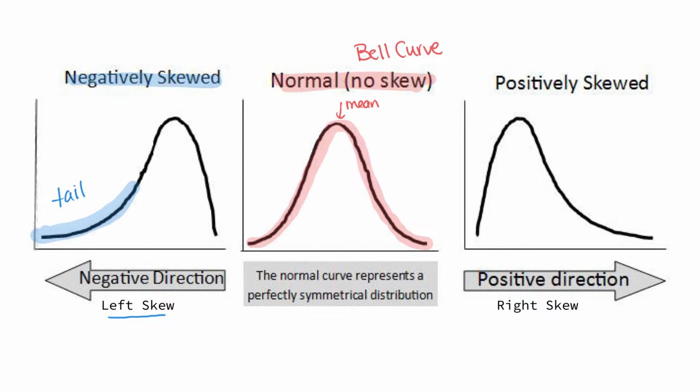You can also have the tail be longer on the right side, and this is when it would be positively skewed. So if the tail is longer on the right side, on the positive side, then it can be considered positively skewed, or we also call that right skew. This is when the mean is closer to the left side, but you've got some data that are just trailing over there on that positive side.